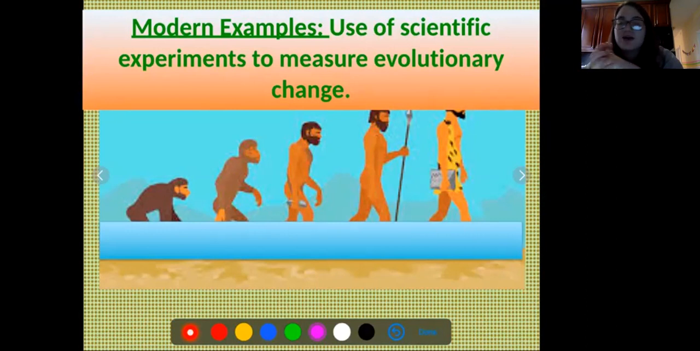So read up about modern examples of evolution. There's some really cool research out there. But once again, this is evidence that supports the theory of evolution because we're able to see it happening right now.